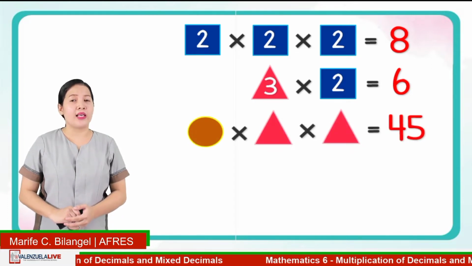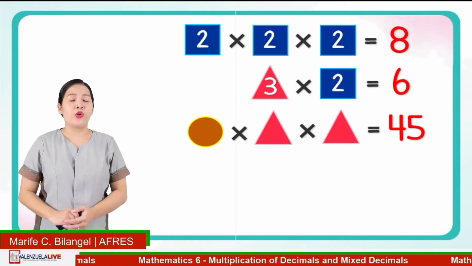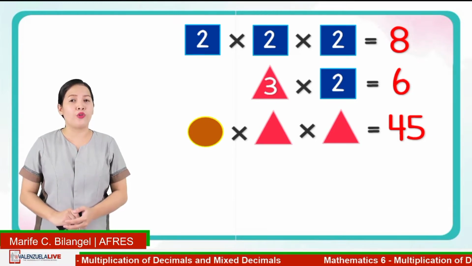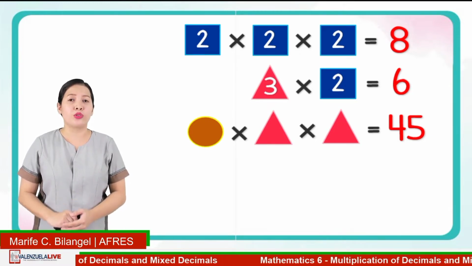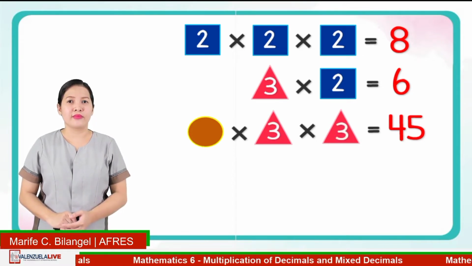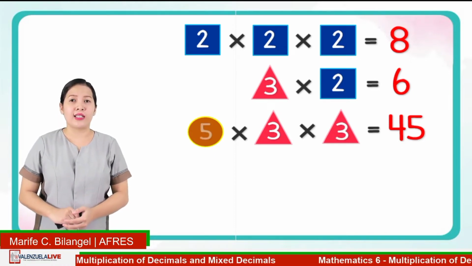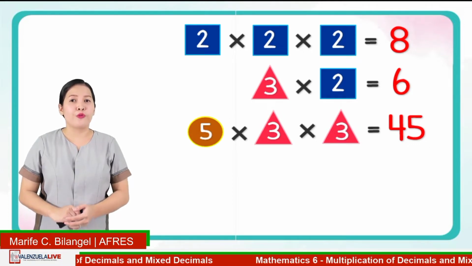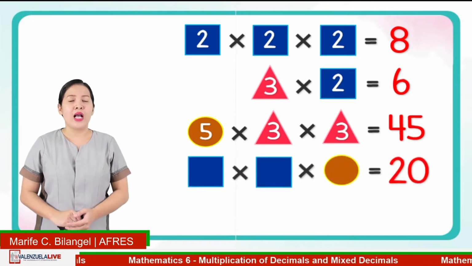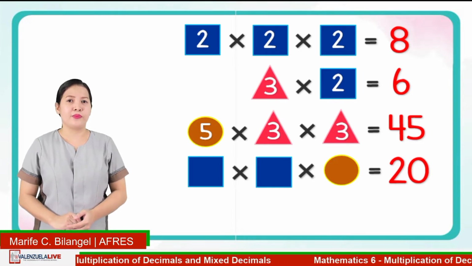Then we have a circle, a triangle, and another triangle, which is equal to 45. What do you think is the value of a circle if we already know the value of a triangle? Very good. The value of a circle is equal to 5. 5 times 3 times 3 is equal to 45. How about 2 squares and a circle?